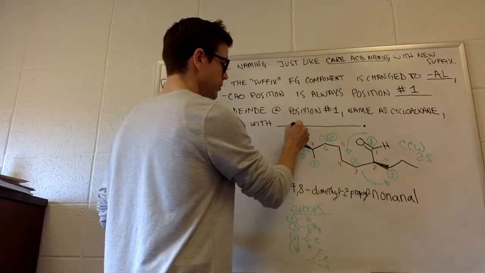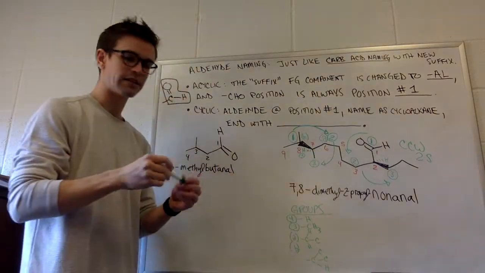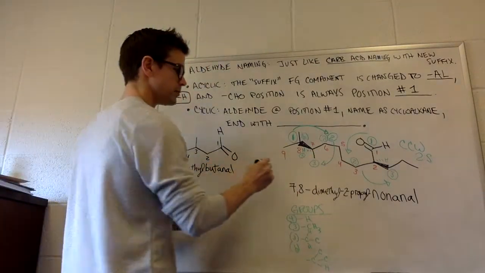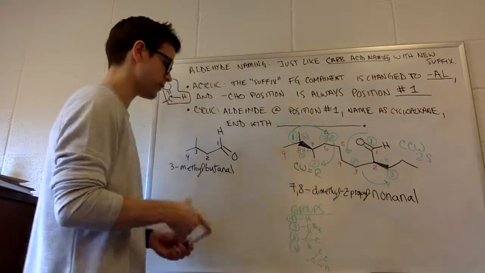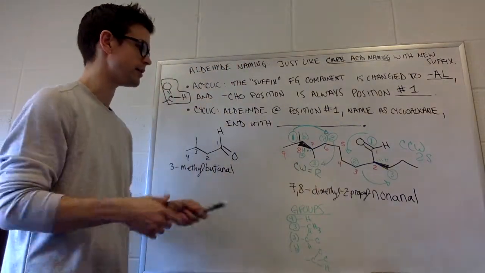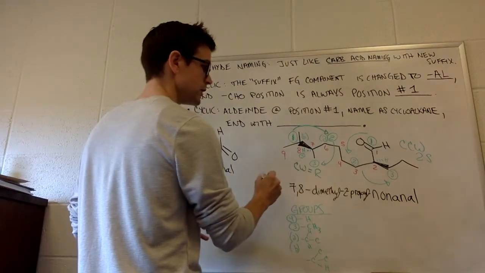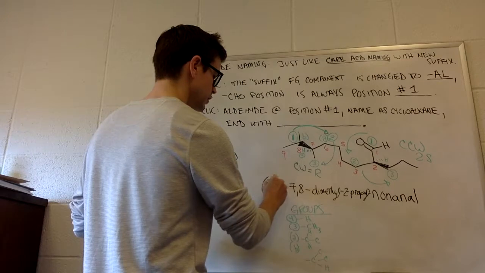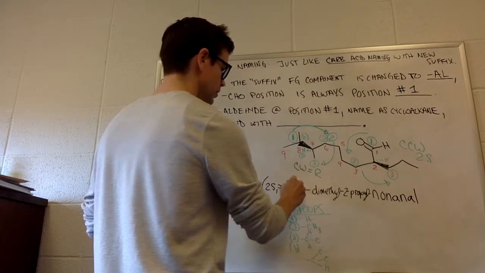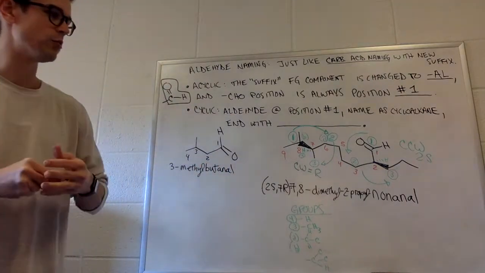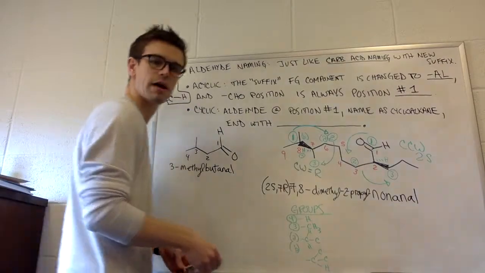So at this point we trace 1 to 2, 2 to 3. That is clockwise. So if it's clockwise, it's R. So as far as the stereochemistry on this, it's going to be 2S, 7R, 7,8-dimethyl 2-propyl nonanal. So that is how we name that one.